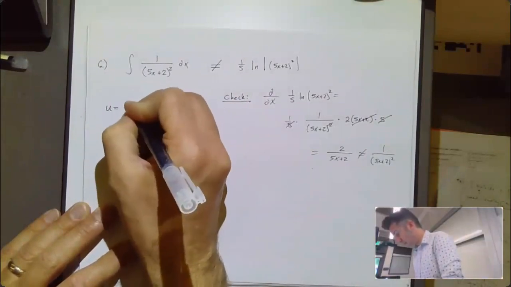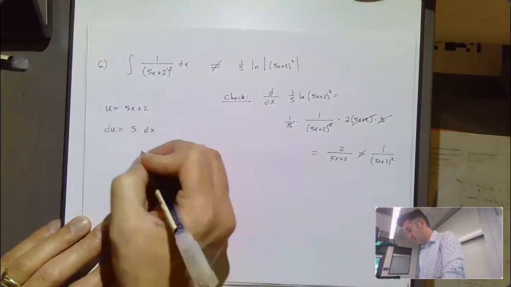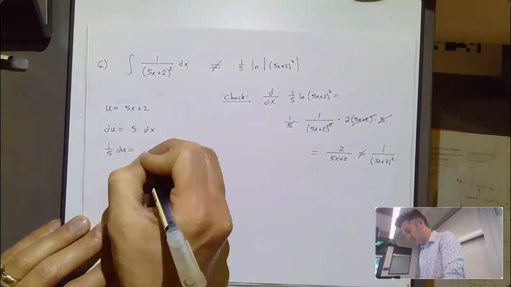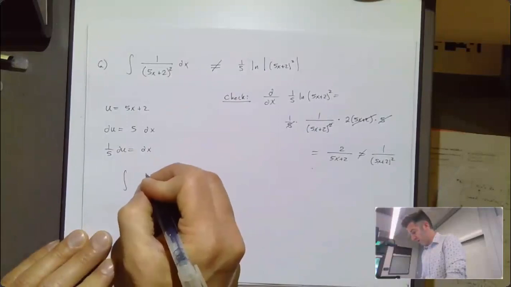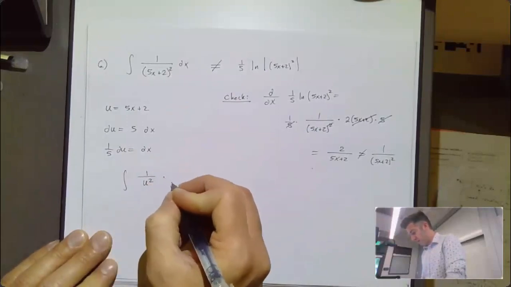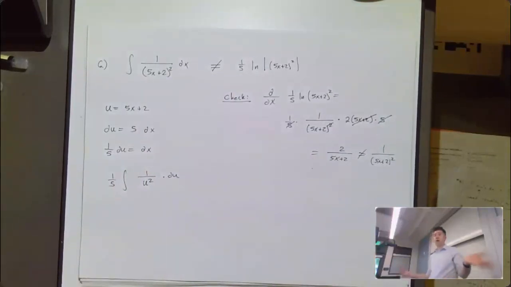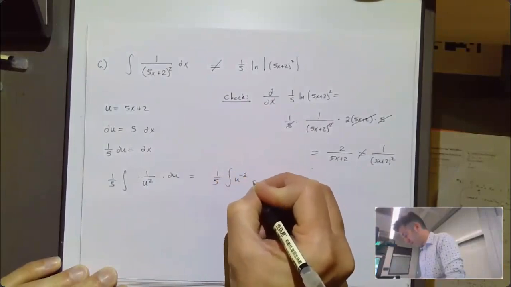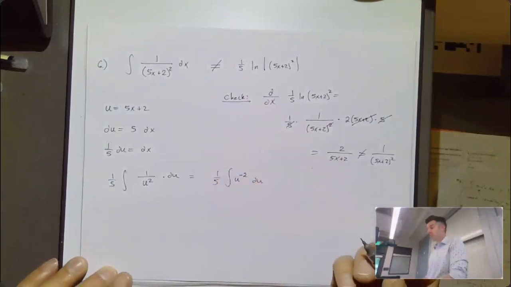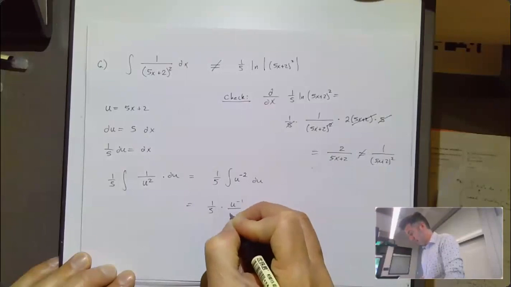So u equals 5x plus 2, and our du is 5 dx. So 1/5 du is just dx. So rewriting the integral, we're going to get the integral of 1 over u squared times 1/5 du. Totally not a logarithmic integral. So that's going to be 1/5 times the integral of u to the negative second. And then we're just going to use the reverse power rule. So we're going to get 1/5 times u to the negative first over -1.